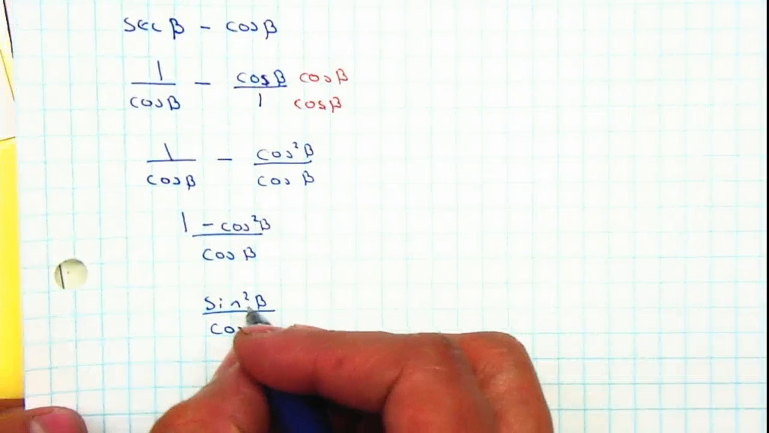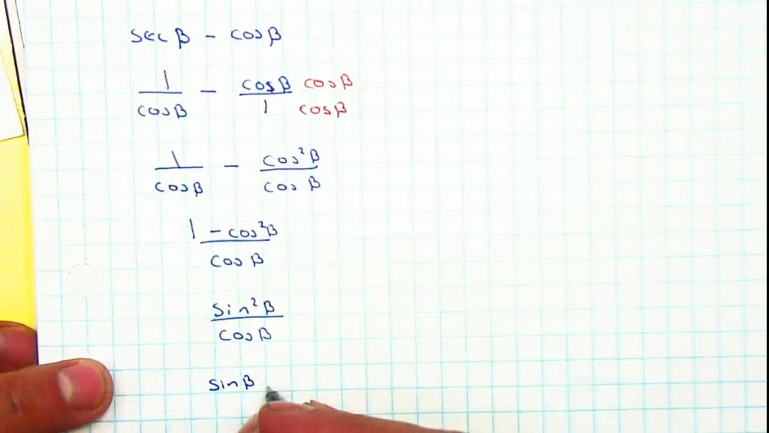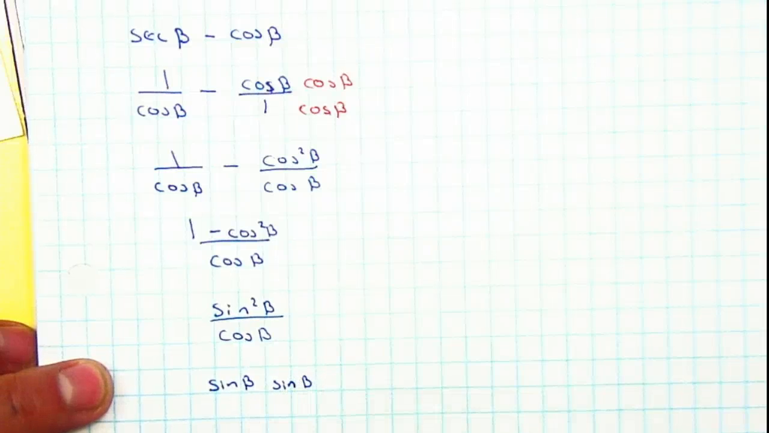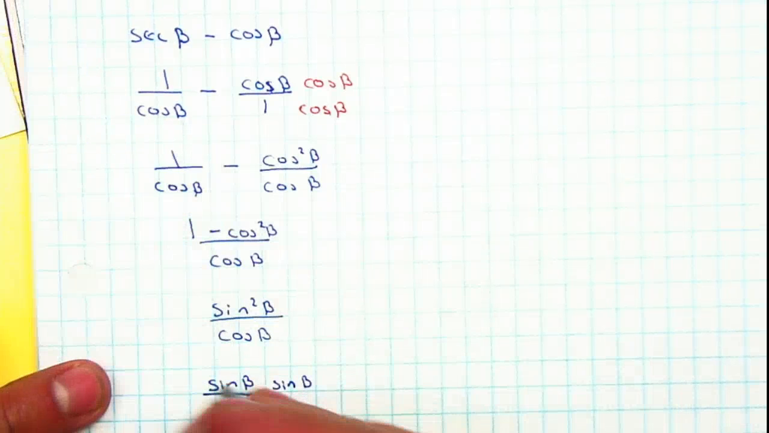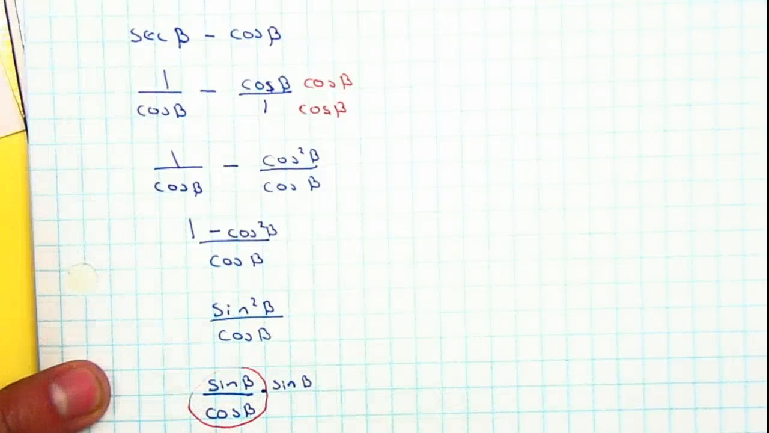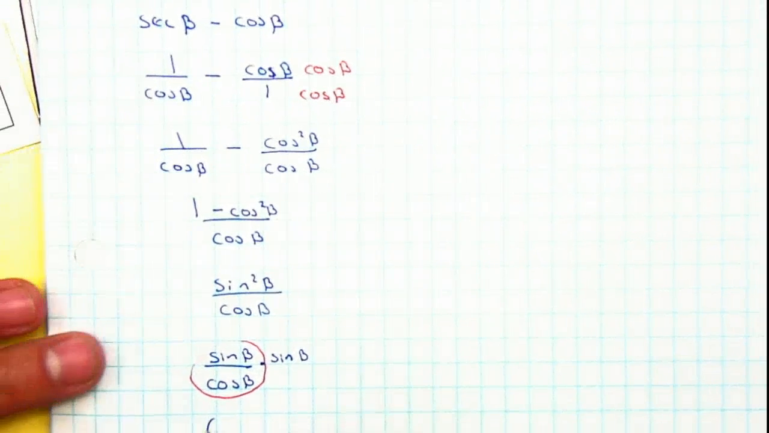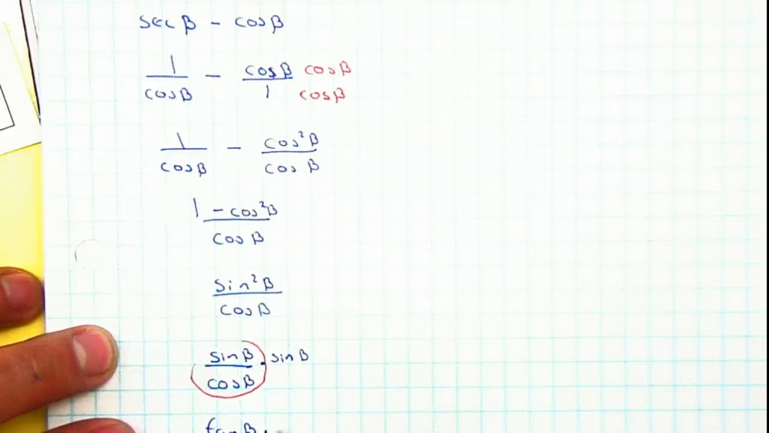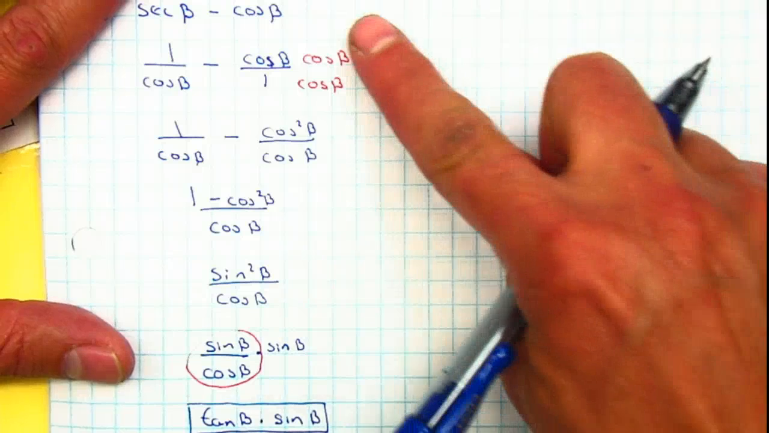Since there's sine squared on top, in the numerator, I'm going to separate it as sine beta multiplied by sine beta. And my cosine, I'm going to place only on the first one, and they're multiplying. Therefore, sine beta over cosine beta will be equivalent to the tangent of beta, multiplied by the sine of beta. And that'll be the simplified version of what we started with.